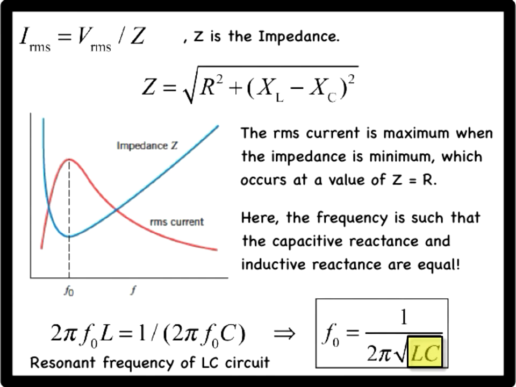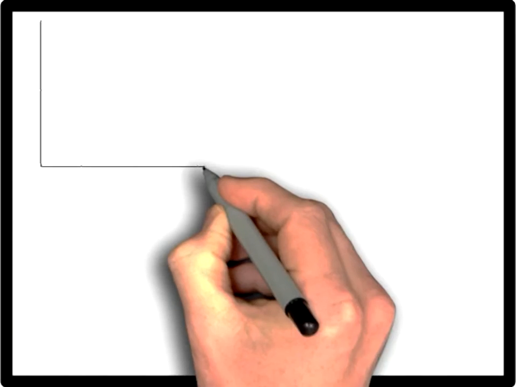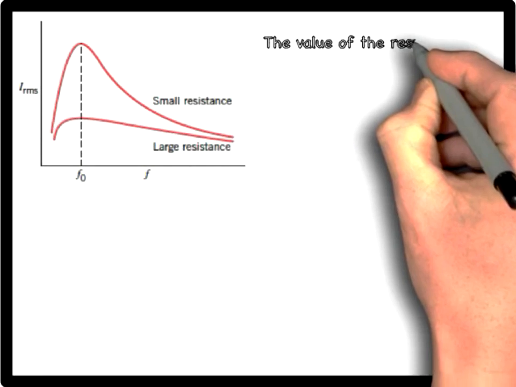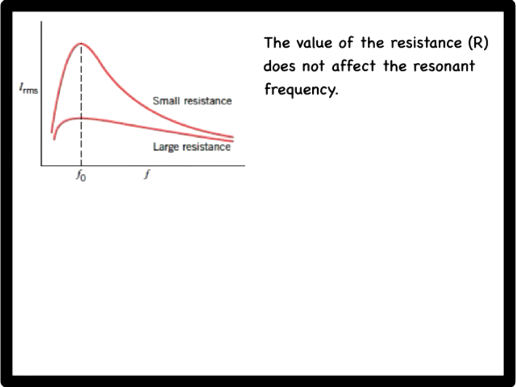Note that the resonant frequency depends on the values of the inductance and capacitance, but does not depend on the resistance. The resistance does have an effect on the response of the circuit as the figure shows, but its value does not affect the resonant frequency. When the resistance is small, the current-frequency graph falls off suddenly on either side of the maximum current. When the resistance is large, the fall-off is more gradual, and there is less current at the maximum.